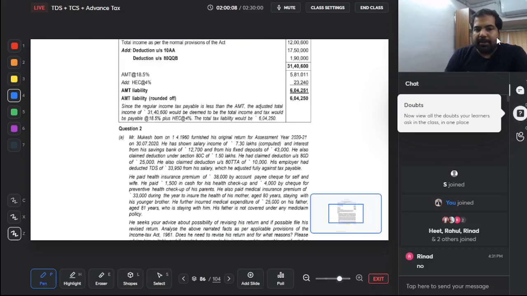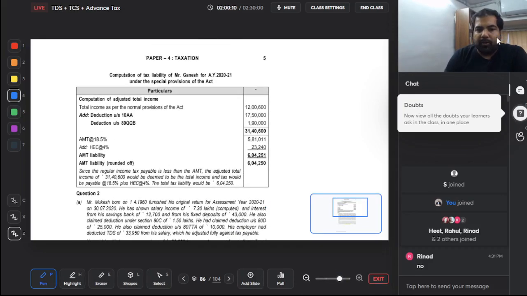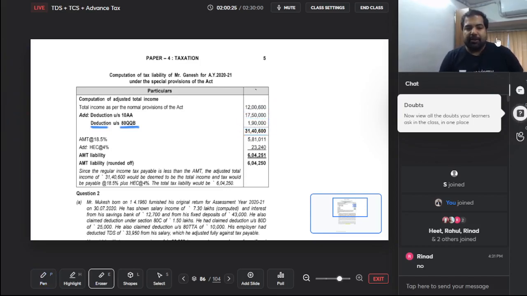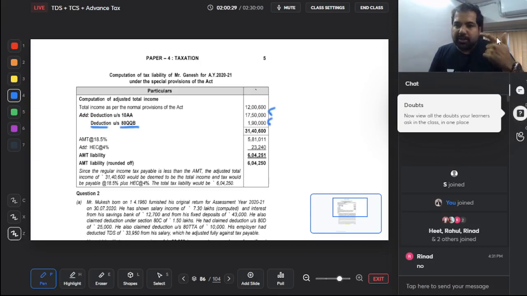And AMT, guys, is whatever was the total income. We added 17 lakh 50. Oh sorry, we also had 80GGB. I forgot, guys. So this also you'll add. So you'll get 31 lakh 40. But doesn't matter. We're doing it in a slightly faster manner. But this is the same concept. I added 17 lakh 50. We also had to add 80GGB. 3 deductions, guys. Those 3 we have to add. 18.5% HEC. That's your tax liability. Whatever is the higher one which you will pay.